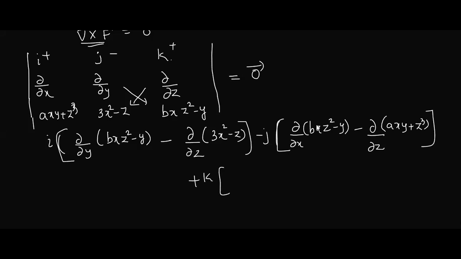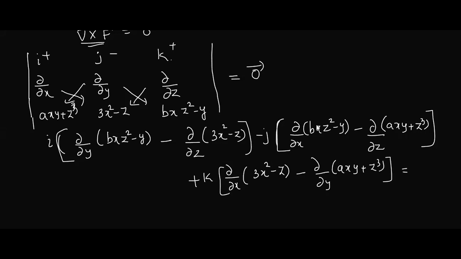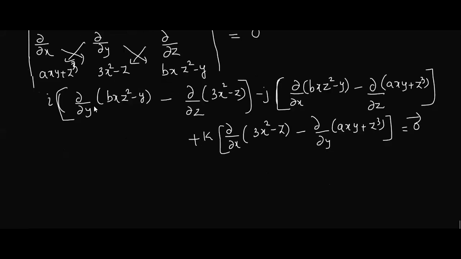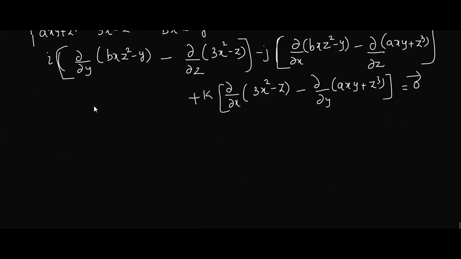Plus k into. Leave the row and the column, first row and third column. Then del by del x operating on 3x square minus z, minus del by del y operating on what? Axy plus z cube. Yes. It's equal to what? 0 vector again. Some students forget to write that equal to, and that will be wrong.